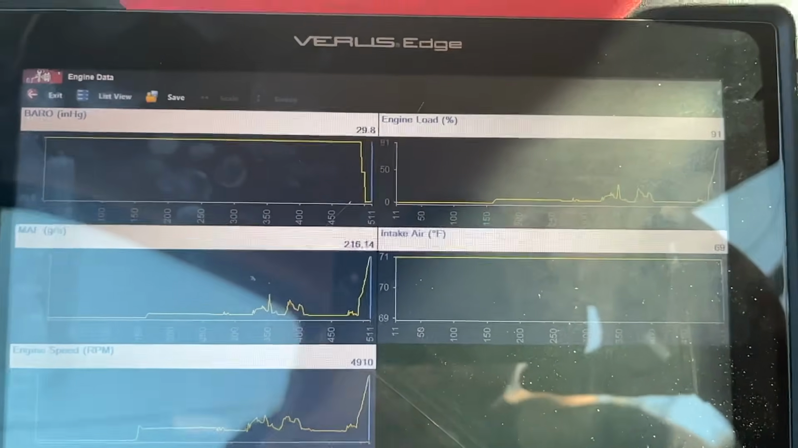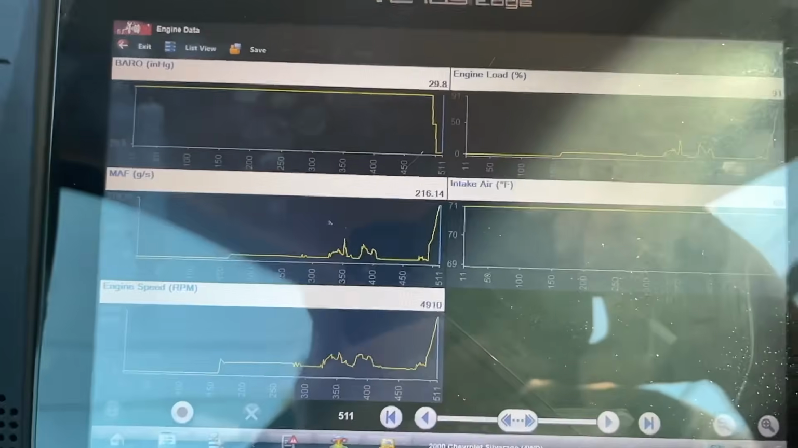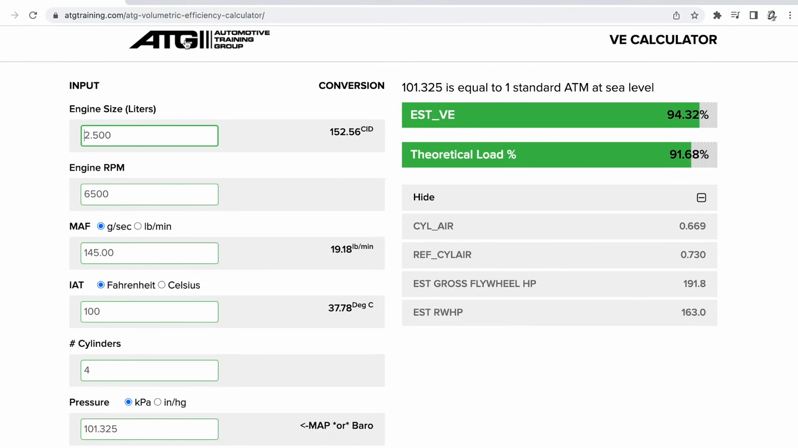So let's go into our VE calculator. Let's see what we get on that. So let's check it out. All right, so we're back at it again. So we're on the ATG website looking at the VE calculator. All right, so let's start putting this on here.